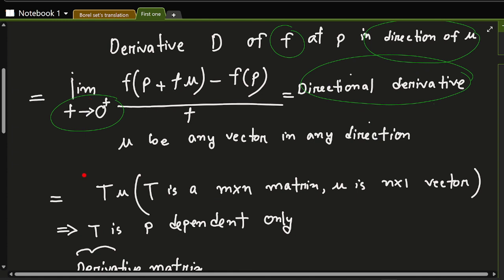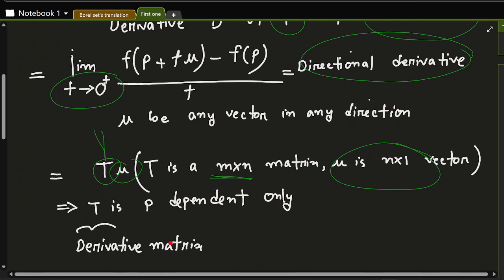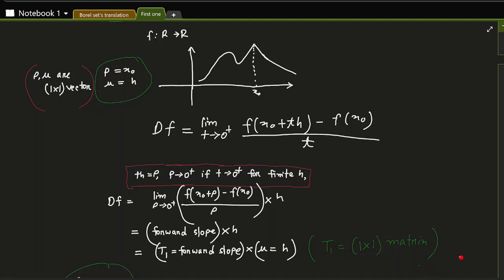And the only time we call this function differentiable at that point is if we can find a unique matrix T, which when multiplied by the vector u gives us the same result, and we call this matrix the derivative matrix. Let's start with a simple example.